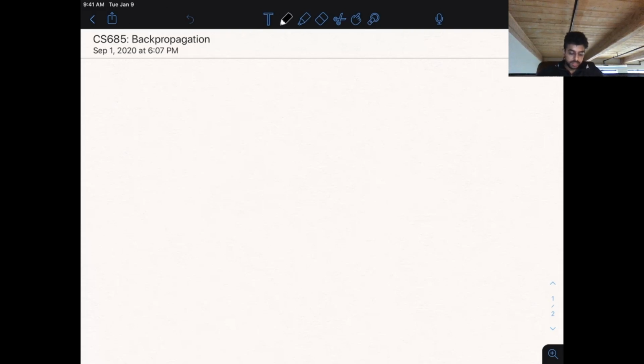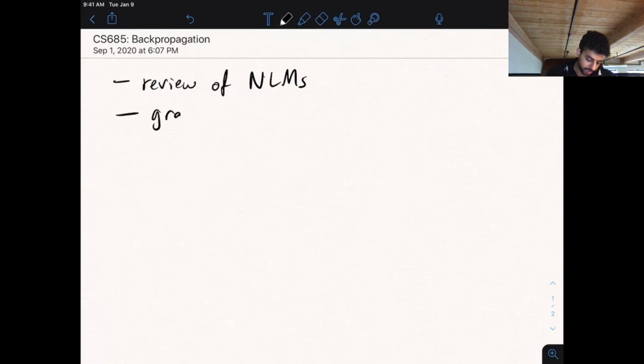Okay, so let's start with an overview of what we're going to talk about today. So first, a brief review of neural language models, focusing on things like what the parameters are, and this is going to frame the discussion of gradient descent and backprop later. Next, we're going to talk about gradient descent, which is an algorithm that we use to train our neural networks and, of course, many other machine learning models.